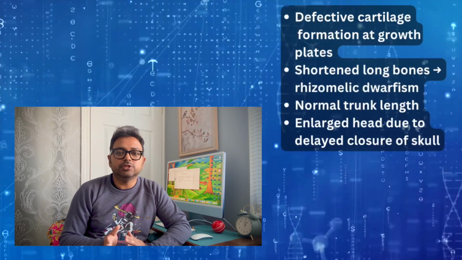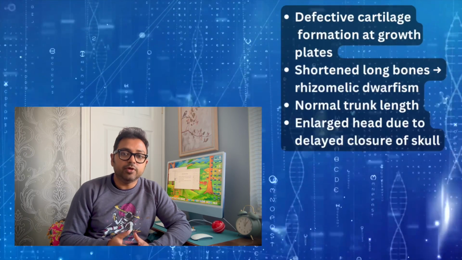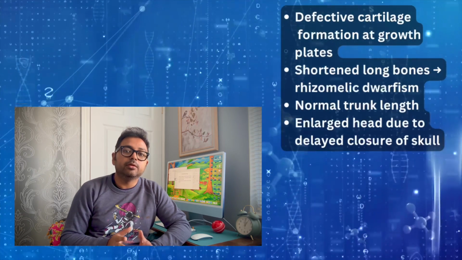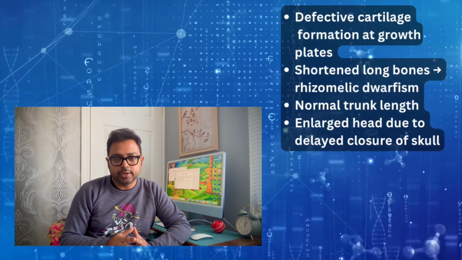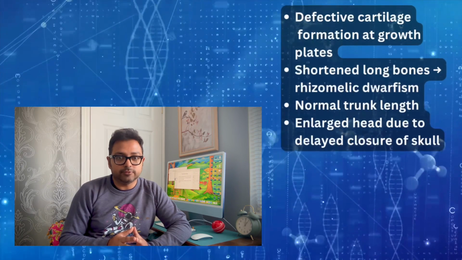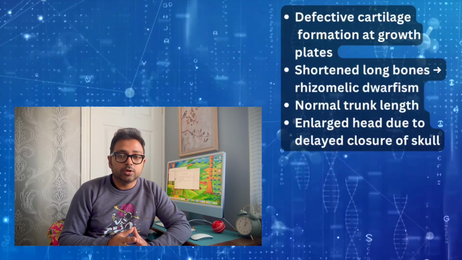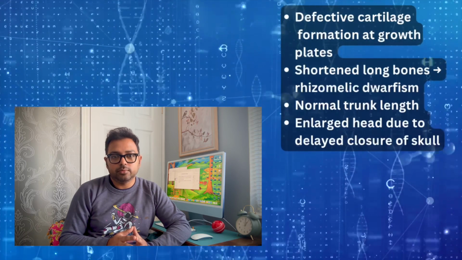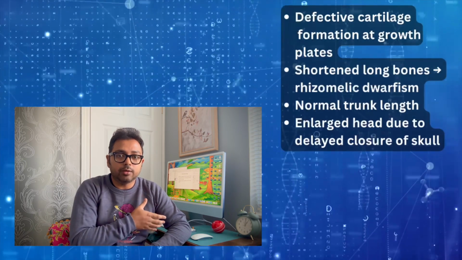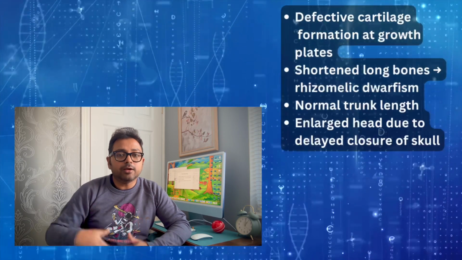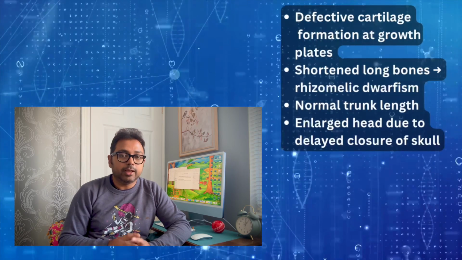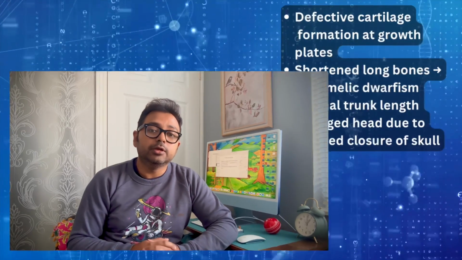What is the pathophysiology? This FGFR3 gene mutation leads to defective formation of cartilage in growth plates, which leads to shortened long bones, ending up with rhizomelic dwarfism, which is shortening of the proximal bones. So you can expect a shorter arm than the forearm, and the trunk length is normal, and the head is bigger because of delayed ossification of the sutures.